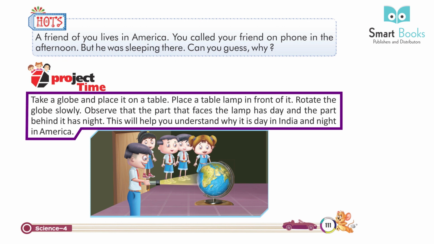Project time. Take a globe and place it on a table. Place a table lamp in front of it. Rotate the globe slowly. Observe that the part that faces the lamp has day and the part behind it has night. This will help you understand why it is day in India and night in America.